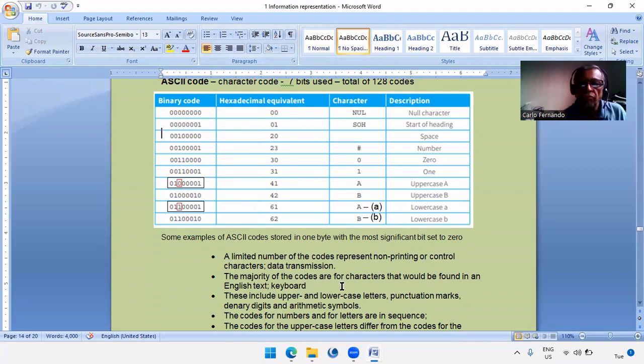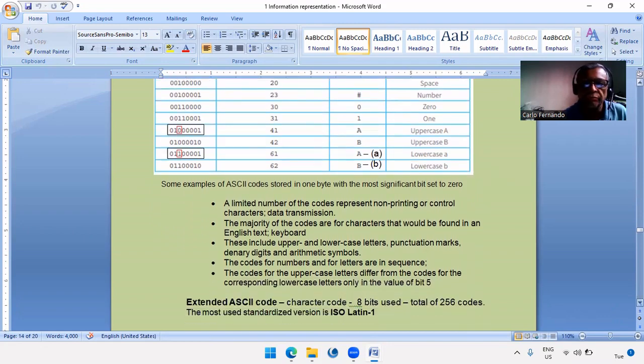The majority of the codes are for characters that would be found in an English text. So on the keyboard, you get all the alphabetic keys, then you get the numeric keys. Those are called alphanumeric characters. Then you get the punctuation marks. So on those characters, you have the upper and lowercase letters, that is capital A, capital B. Then the punctuation marks, linear digits, and arithmetic symbols, plus, minus, those are also there.